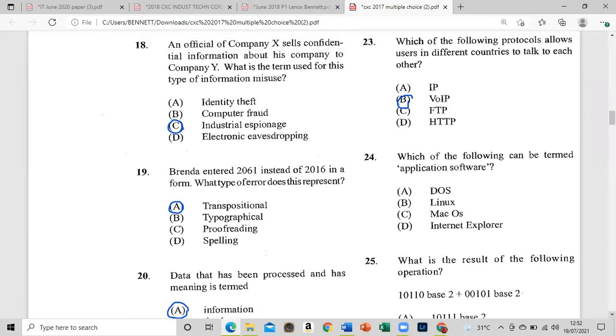Which of the following can be termed application software? Is it DOS, Linux, Mac, Internet Explorer? This was done on the 2020 paper.